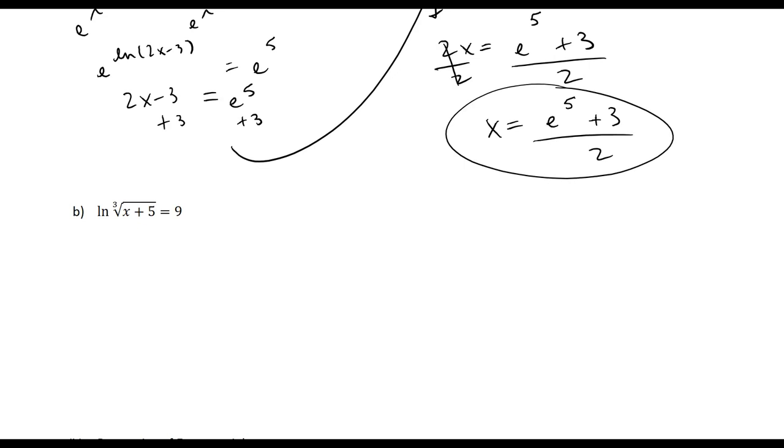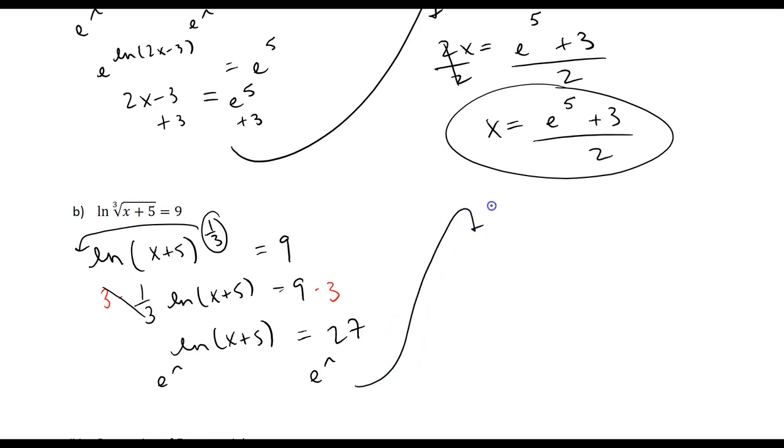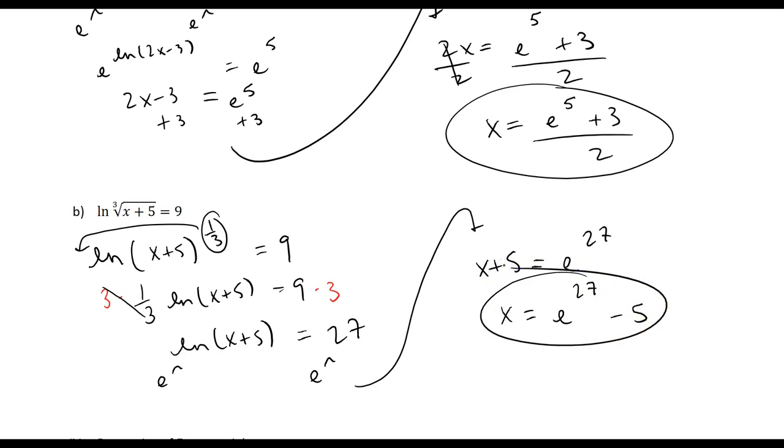Now this one right here, I might start by writing this as x plus 5 to the 1/3 power, and then bring the 1/3 down. So I would have 1/3 natural log of x plus 5 equals 9, and then I would clear the 1/3 by multiplying by 3. So I get that the natural log of x plus 5 is equal to 27, and then I can take e and raise it to both sides, which gives me x plus 5 equals e to the 27th power, or x equals e to the 27th power minus 5. So that would be my answer there.